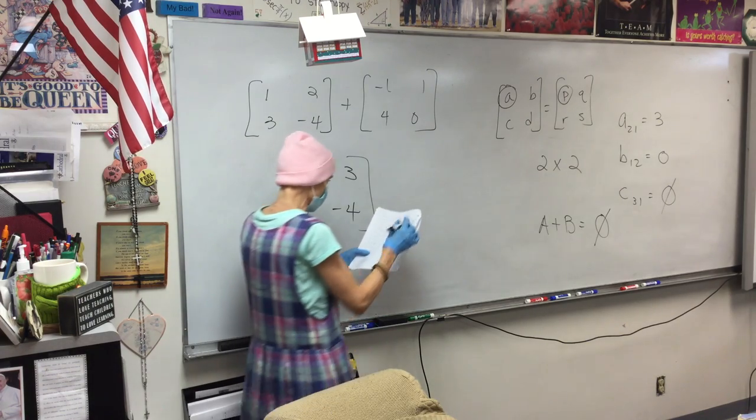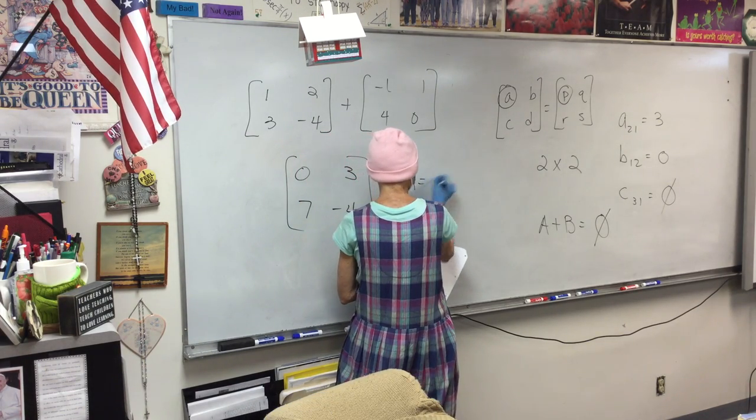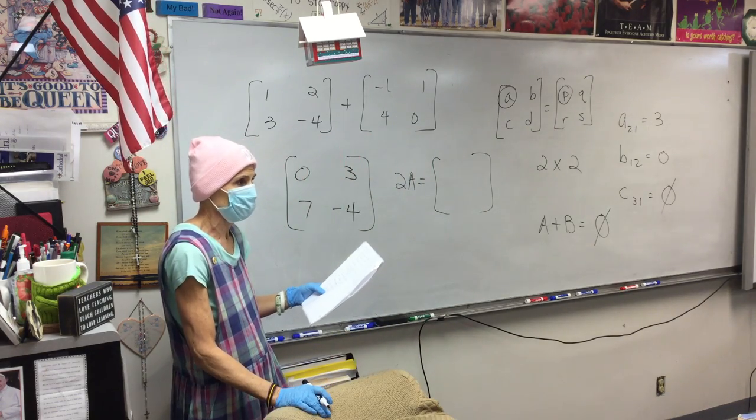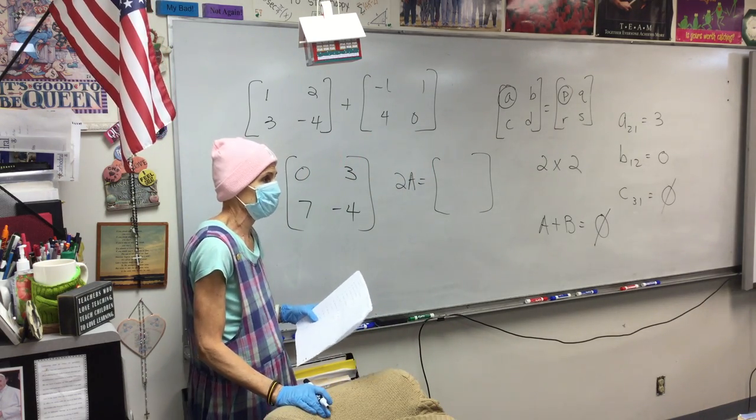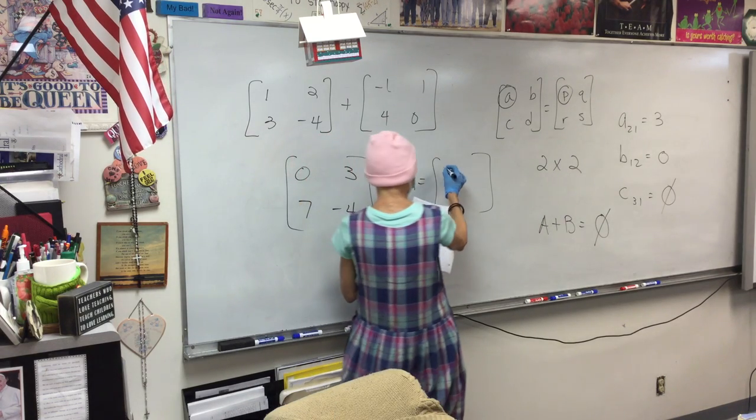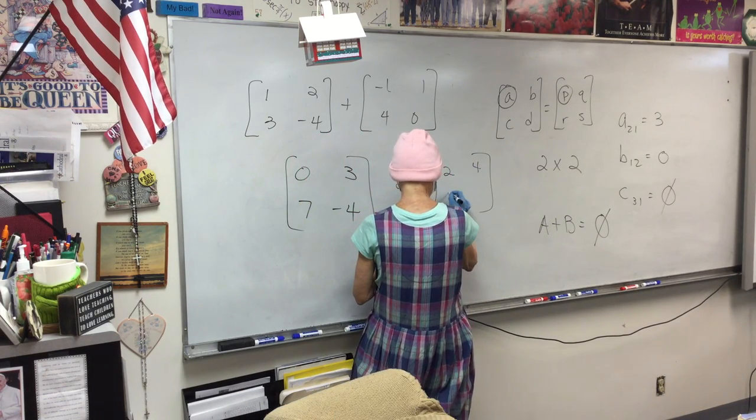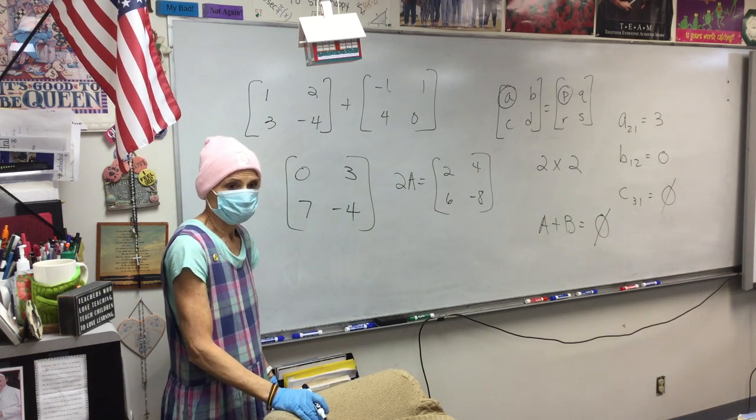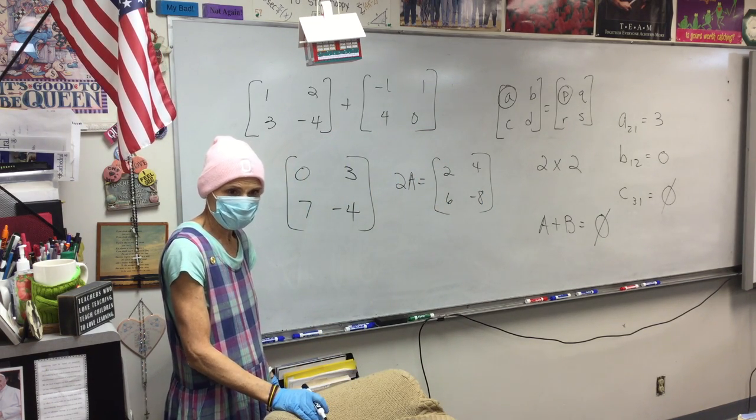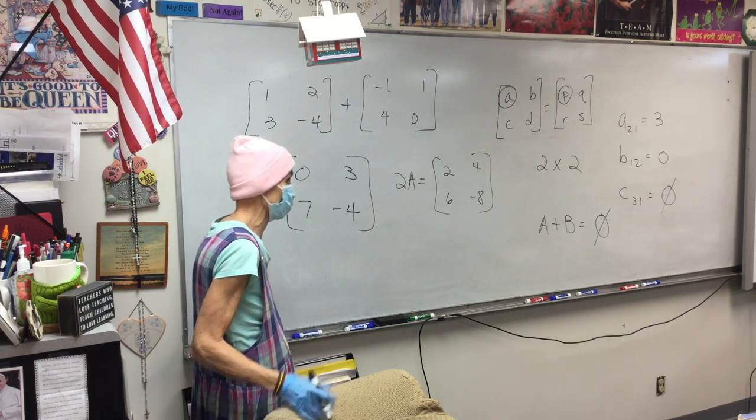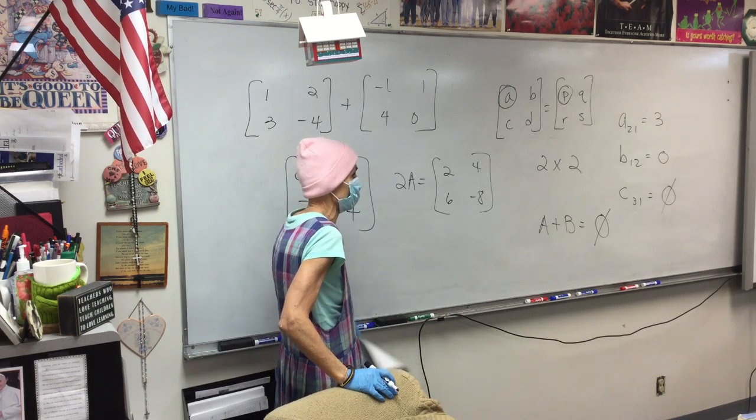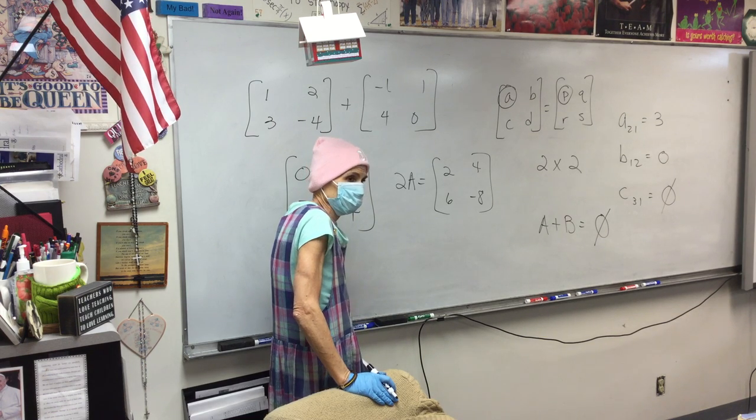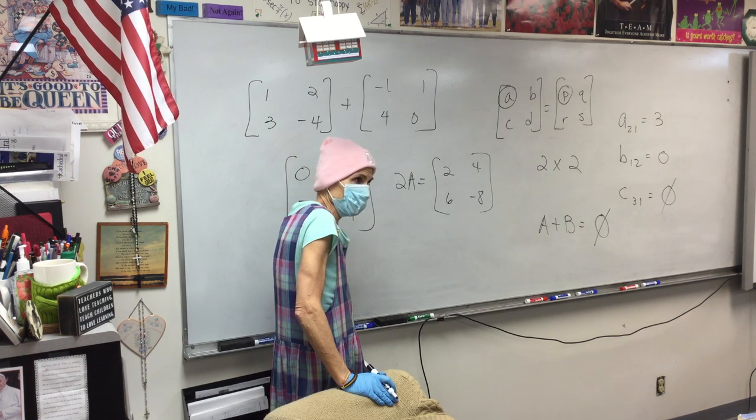I already talked about kind of 2A, so I think we can do that one real quick. What does 2A look like? This is problem E. What does 2A look like? 2, 4, scalar multiplication is easy. You just take everything times 2, or whatever the number is. In this case, it's 2. Got it?